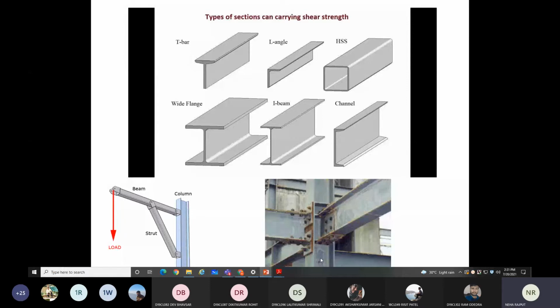If you need to design this column, then we need to give the steel section, right? Which shape of steel section you design depends on the designer. The available sections for column members, the very first, is the I-beam section, the steel I-beam, right? This is called the flange.